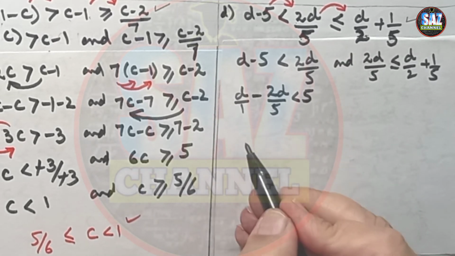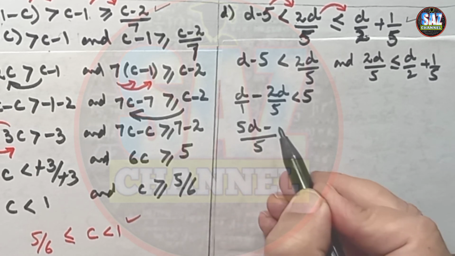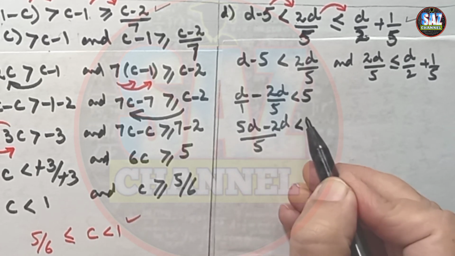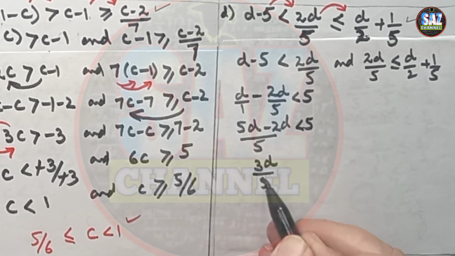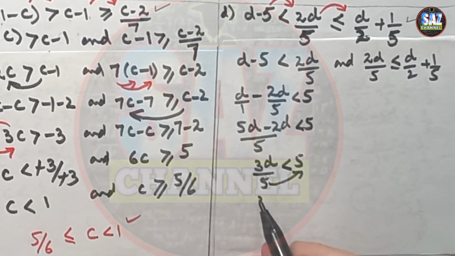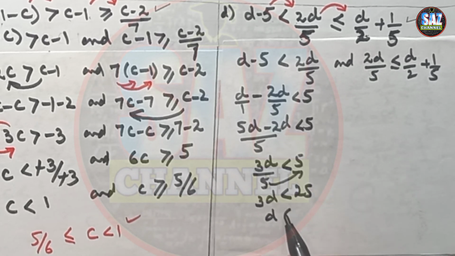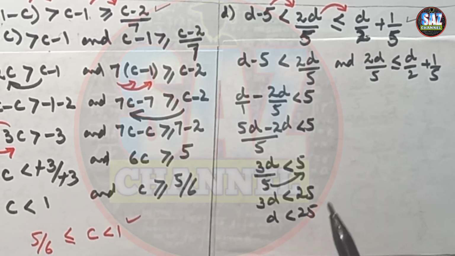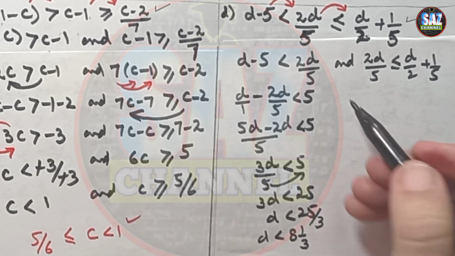Now take the LCM. 5 will be the LCM. 5d minus 2d is less than 5. 3d by 5 is less than 5, and shift 5 to the other side. This will give me 3d is less than 25, or d is less than 25 by 3, or that can give me d is less than 8 whole 1 by 3. 8 times 3 is 24, plus 1 is 25.